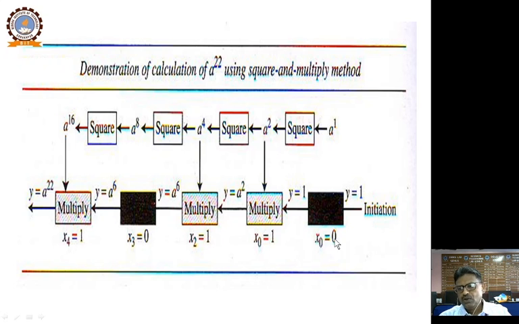So when x0 is 0, y remains as it is, no change in y. But when x is equal to 1, we multiply, and when we multiply, we take y is equal to a square. And then since x2 is equal to 1, we multiply, y is equal to a to the power 6. Now this bit is 0, so we will not multiply. The multiplication is done if the bits are 1. Whenever bits are 0, it is passed as it is. And here again it is 1, so it is multiplied. So we are getting a to the power 22.